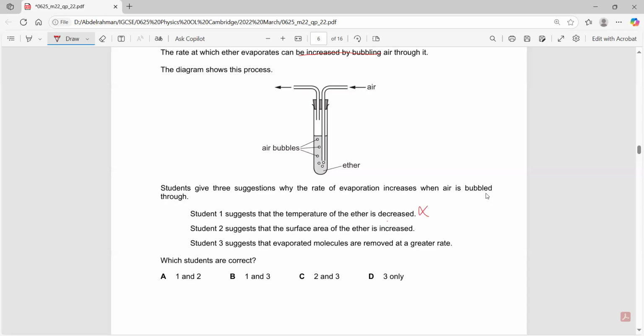Student 2 suggests that the surface area of the ether is increased. Yes, when you increase the surface area, this would increase the rate of evaporation. Student 3 suggests that the evaporated molecules are removed at a greater rate. For example, if there's some wind or something, yes, it would increase the rate of evaporation. So this is also correct. So only 2 and 3.